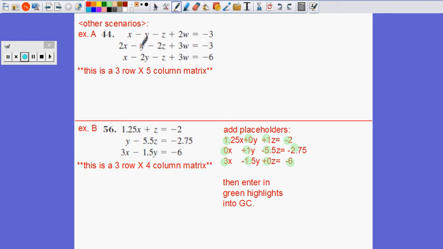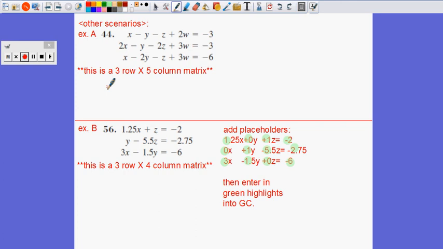In this case, it's 3. 1, 2, 3, and then columns 1, 2, 3, 4, 5. It's like a tic-tac-toe grid where you start drawing the horizontal lines first. And the horizontal lines are your rows, the vertical lines are your columns. So remember, it can be any combination of rows and columns.